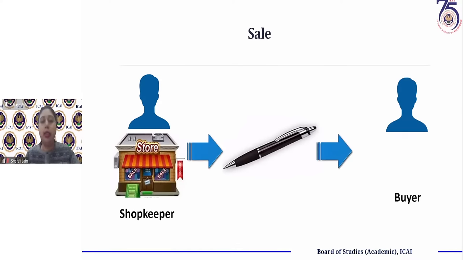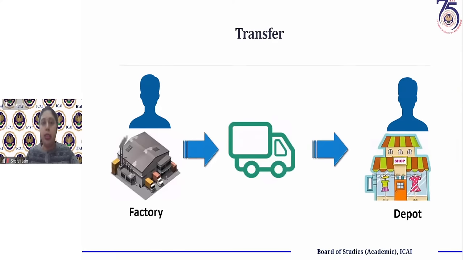A shopkeeper is selling a pen to a buyer for rupees 100. After selling the pen, the shopkeeper has charged rupees 100 from the buyer and has transferred the ownership of this pen to the buyer. Now, if this pen gets damaged or lost, it is the problem of the buyer. The supplier has nothing to do with it, because it is no more the property of the supplier. It is the property of the buyer. So in sale, the ownership of the goods, it's not for services, actually gets transferred from the seller to the buyer. So this is sale.